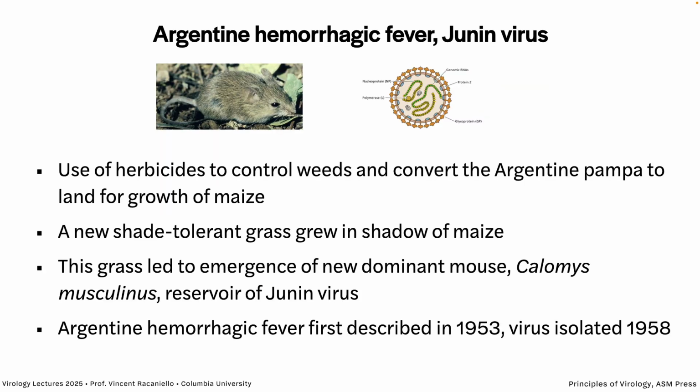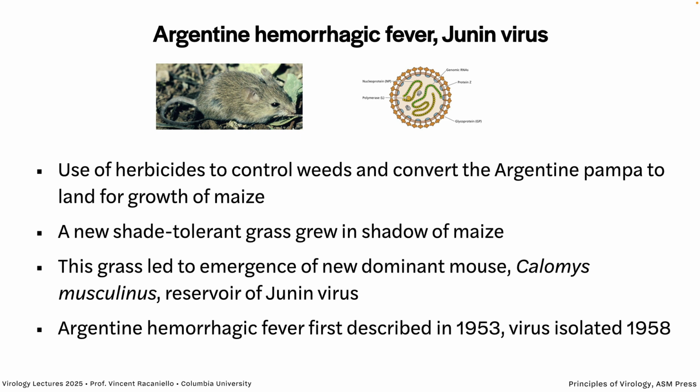This one I really like. This is Argentine hemorrhagic fever caused by Junin virus. So after World War II, Argentina decided to clear the pampas, these lovely grassy areas, to grow corn, maize. So they used herbicides to kill off all the grasses and weeds, and then they could grow corn. But then in the shade of the corn, a new shade-tolerant grass grew that wasn't there before.